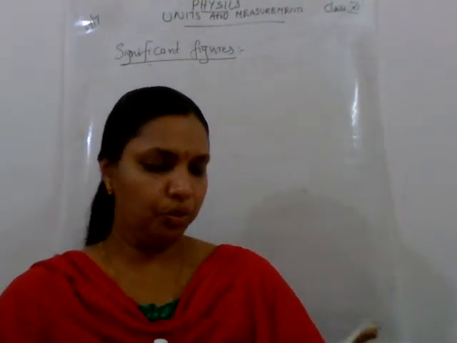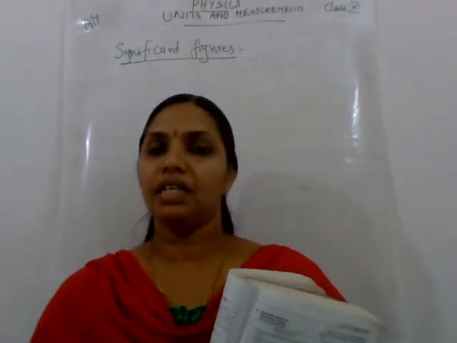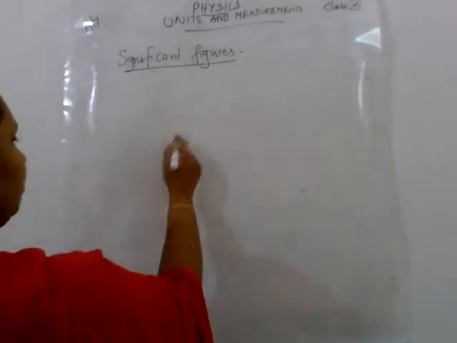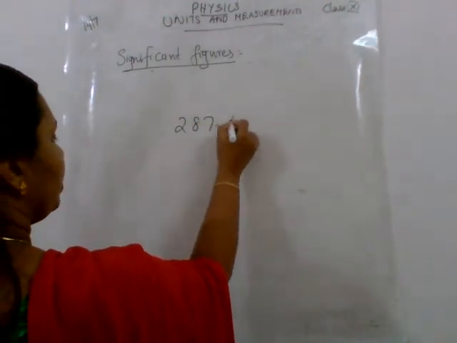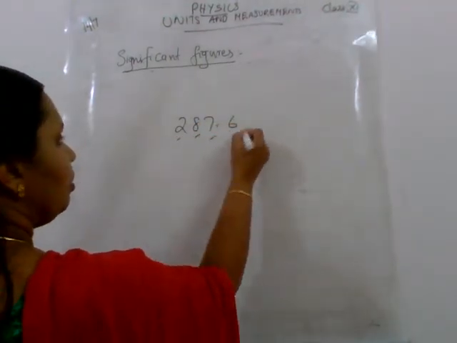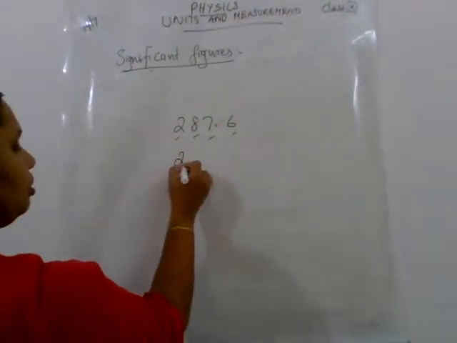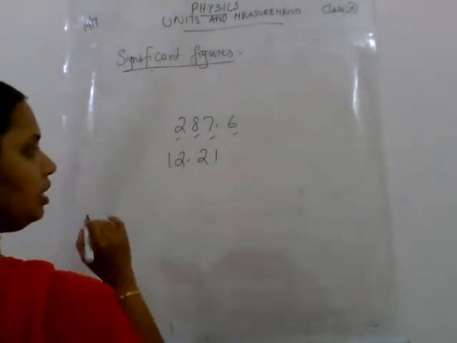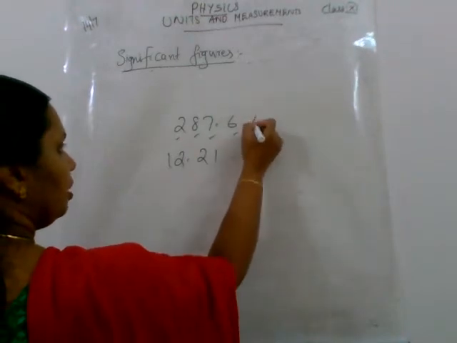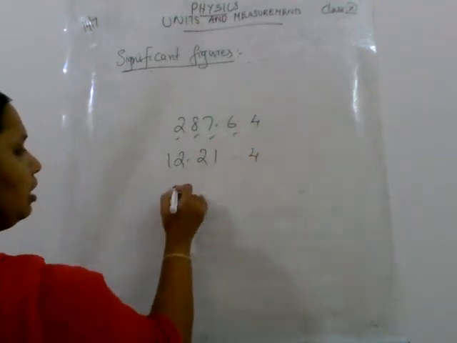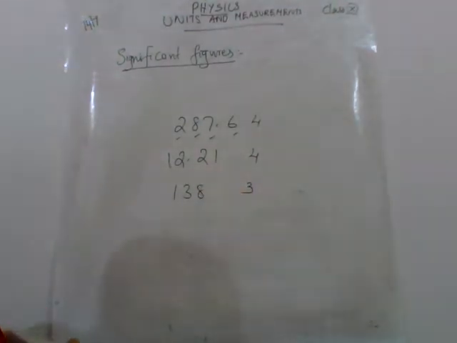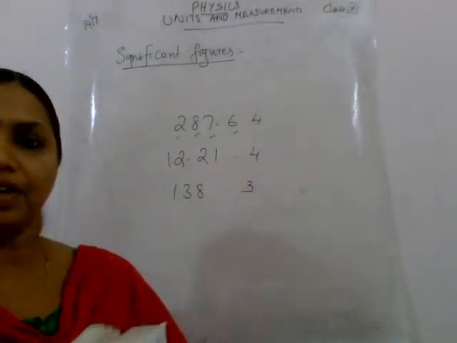So what is the first rule? All non-zero digits are significant, isn't it? All non-zero digits are significant. That is 287.6, all these are non-zero digits. And here 12.21, so all the non-zero digits are significant. Here 4 digits are there. Here 4 digits are there. Here, what is it? 3 digits are there. See, 3 significant figures are there.